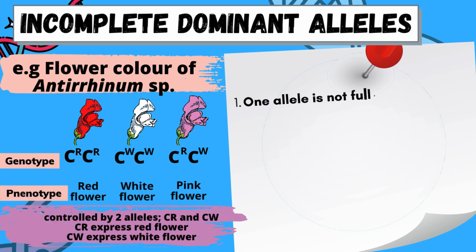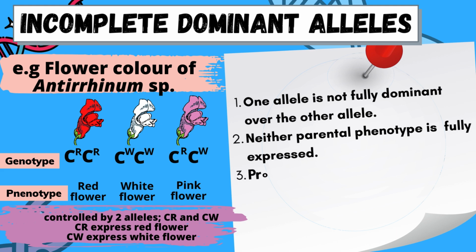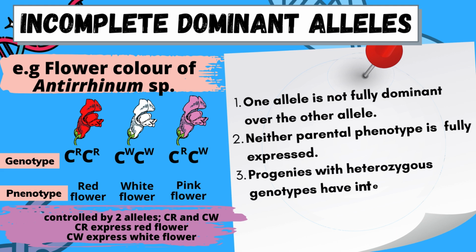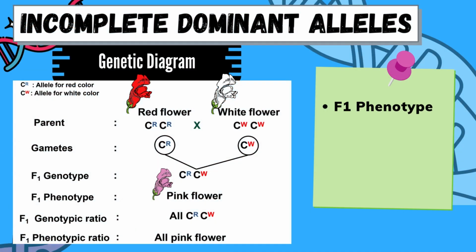Next is incomplete dominant allele. The example is snapdragon flower color. It happens when one allele is not fully dominant over the other allele. Neither parental phenotype is fully expressed. Progenies with heterozygous genotypes have intermediate phenotypes.